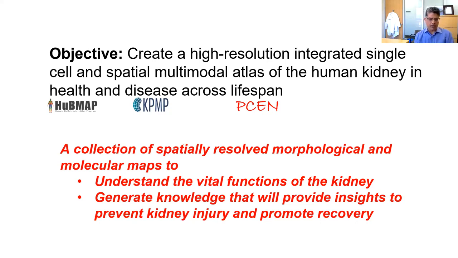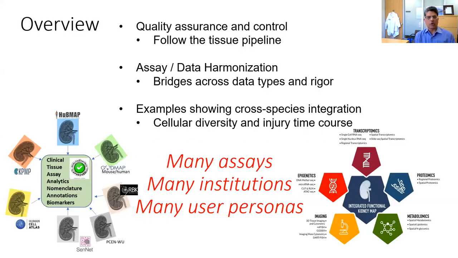And just to define what, at least at a very broad level, I think of as Atlas projects: it is a collection of spatially resolved morphological and molecular maps, which help understand the vital functions of the kidney and generate knowledge that will provide insights to prevent kidney injury and promote recovery. So with these goals, I'm going to go to the next slide to lay out what I'll be talking about. There are 3 main bullet points I want to mention about the process that we follow.